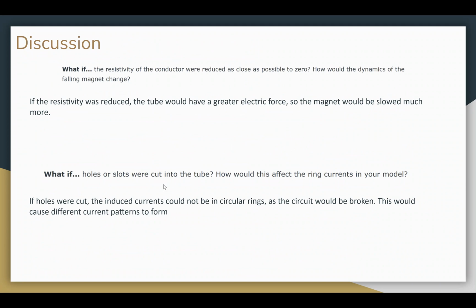And what if holes or slots were cut into the tube? If holes were cut, the induced currents could not form circular rings because the circuit would be broken, and this would cause different current patterns to form.